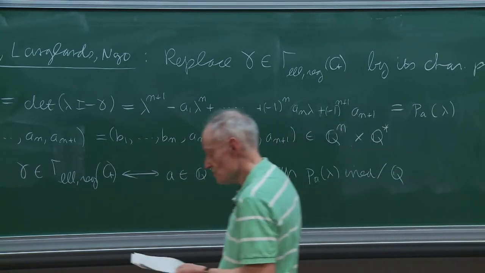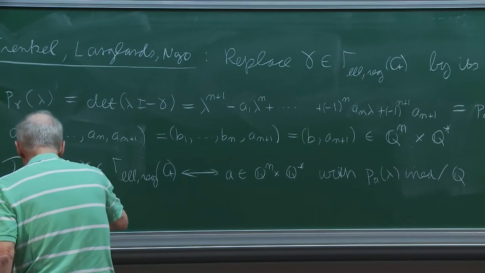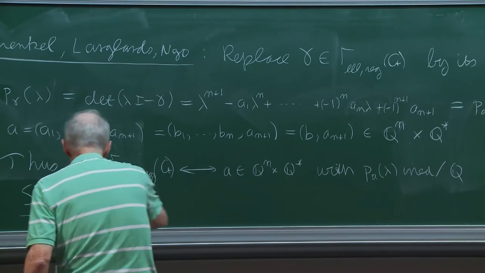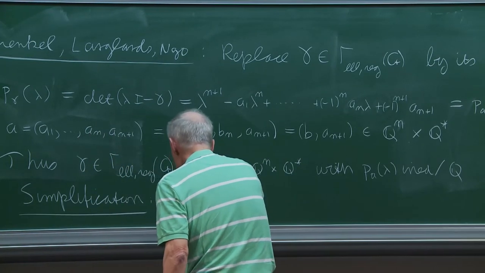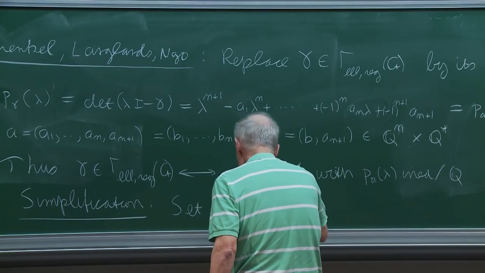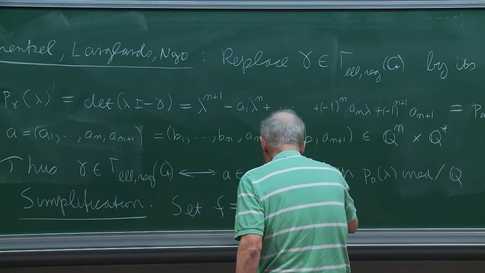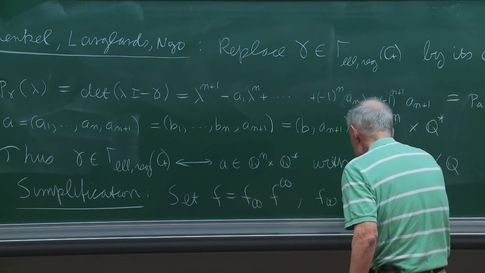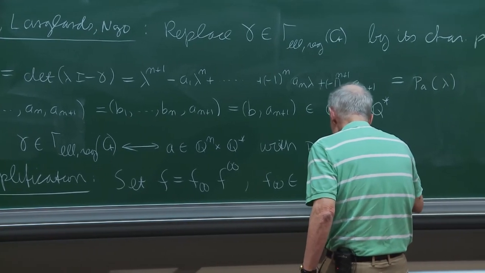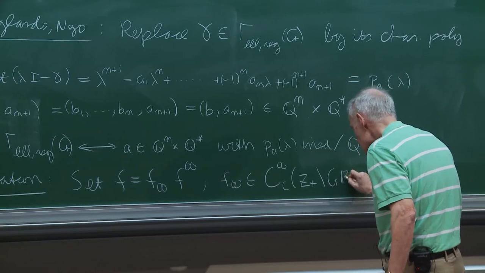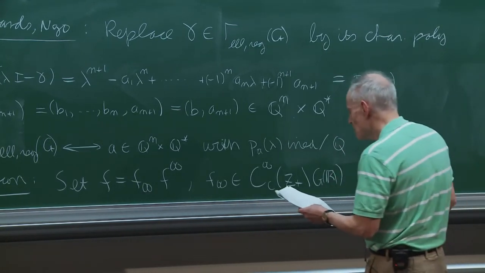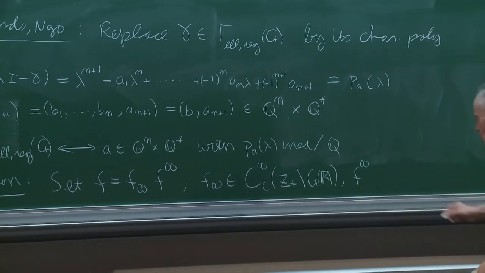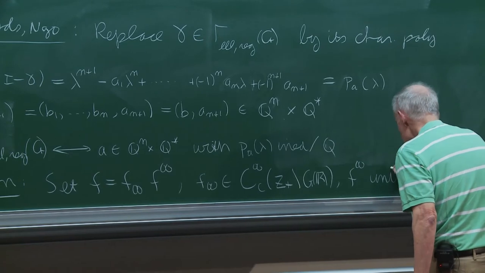Well, let me make an even further simplification. The essential problems can be seen even in this further simplification. Let me suppose that f is a product of an Archimedean function and a product of p-adic functions, where f_infinity would be a smooth function of compact support. So I'm dividing out by the center, and where f^infinity is the unit function at all of the p-adic places.